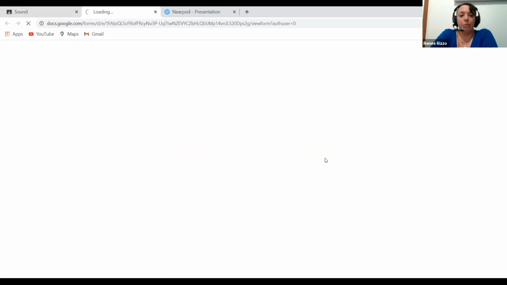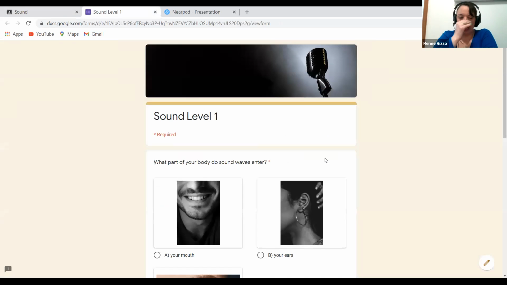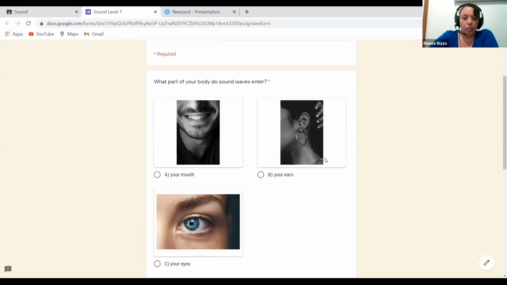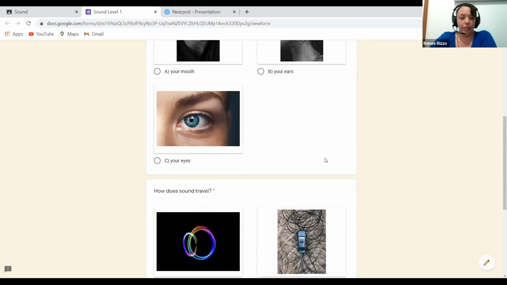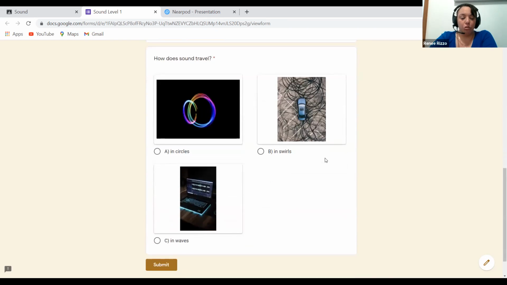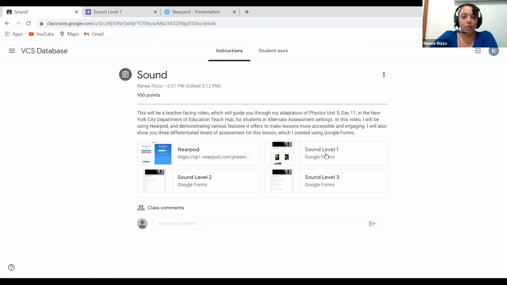So now I will show you my 3 differentiated levels of assessment that I created in Google Forms. This is level 1. What part of your body do sound waves enter? A, your mouth, B, your ears, C, your eyes. As you can see, I use picture supports for my multiple choice options, and I got these from unsplash.com, which is a website where you can get non-copyrighted images. And next, how does sound travel? A, in circles, B, in swirls, C, in waves.